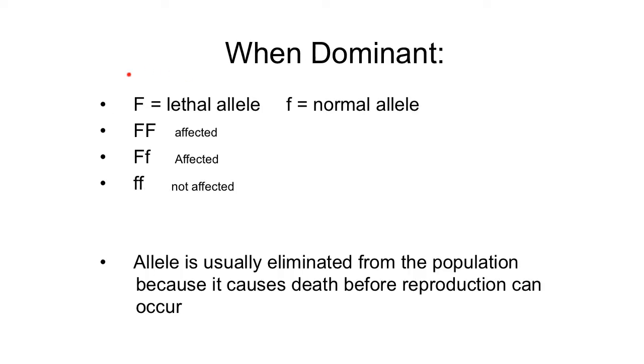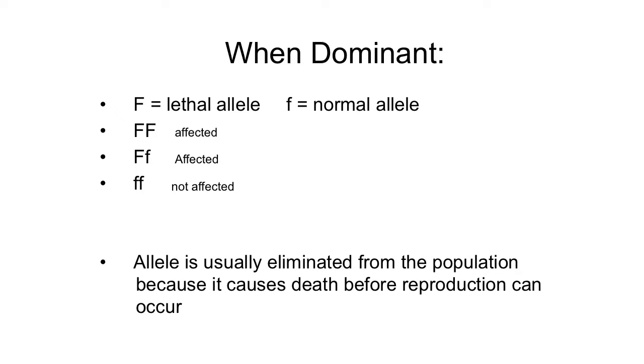So if F is the lethal allele, which is dominant because it's capital F, and lowercase f is a normal allele, then you can have two different types of genotypes and be affected by this sort of lethal disorder. So you can be homozygous dominant, and you would be affected. You can be heterozygous, and you would be affected. And you would be unaffected if you were homozygous recessive.